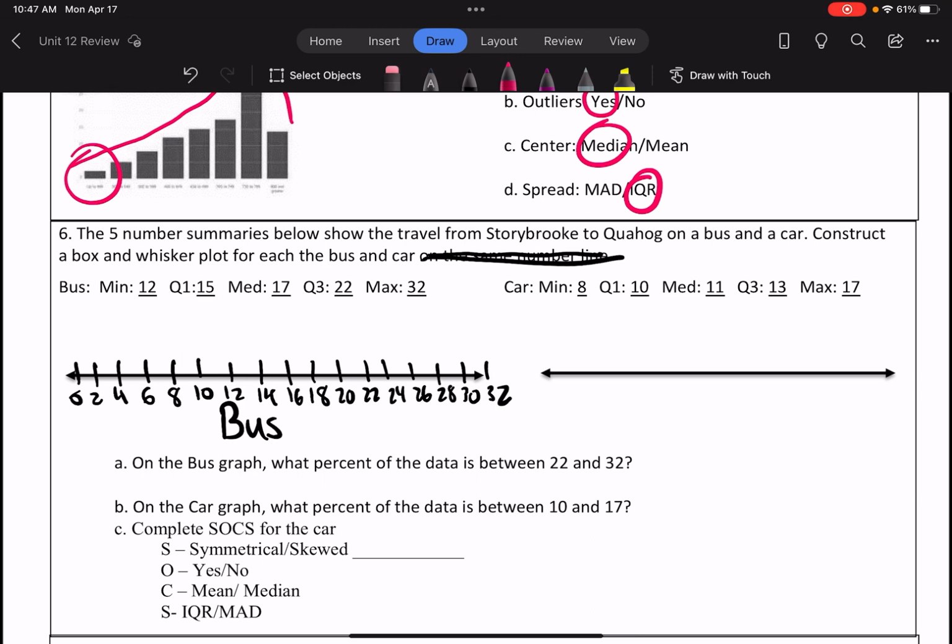So let's go ahead and construct that box and whisker plot. We have a minimum at 12. Q1 is at 15. Median is at 17. Q3 is at 22. And our maximum is at 32.